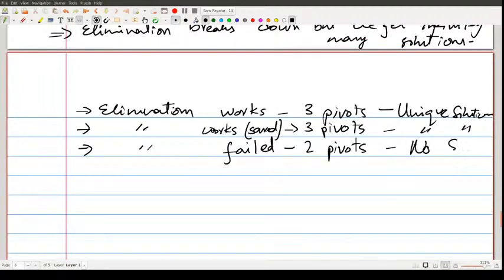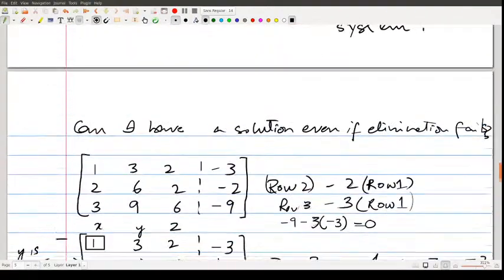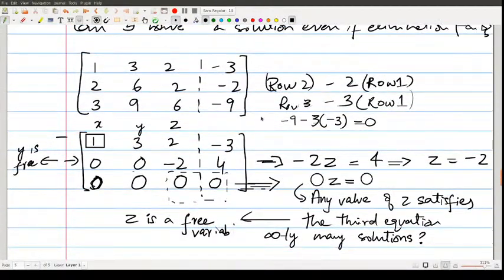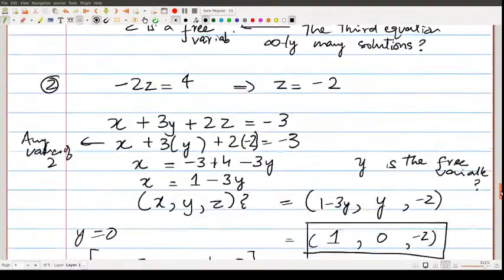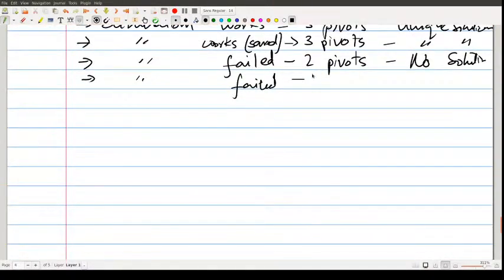In the last case, elimination failed. How many pivots was this? So in this case, I got 1 pivot and another pivot. So this tells me I got, again, 2 pivots, but I got infinitely many solutions. So that's something that you can have.